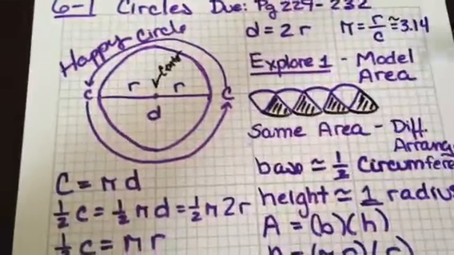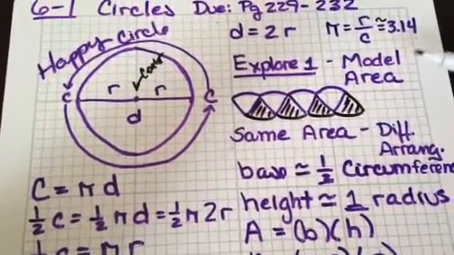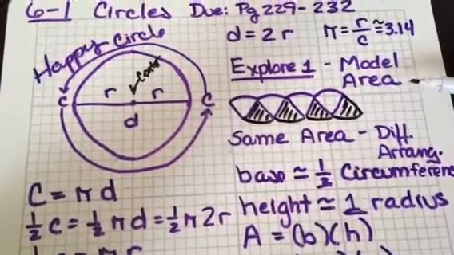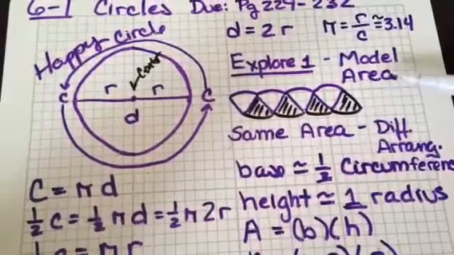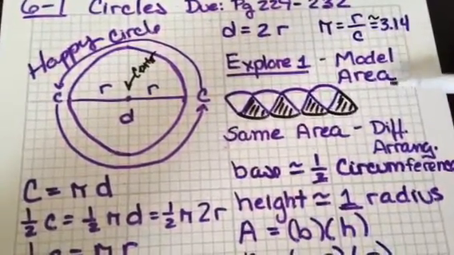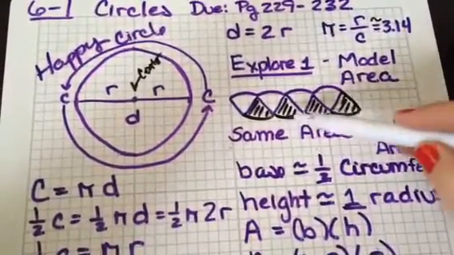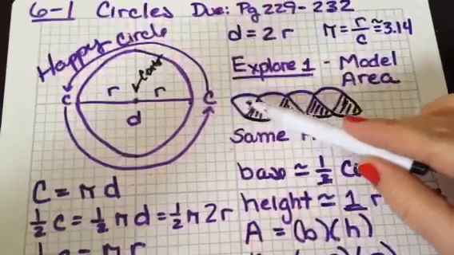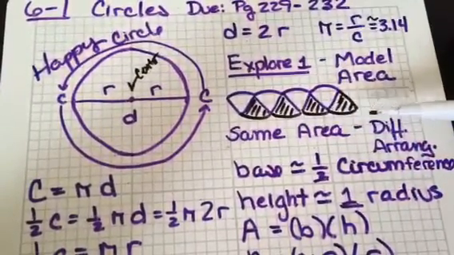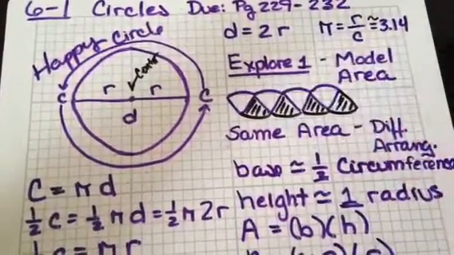Now, in your book, the first exploration they have you do is they want you to take a paper circle and fold it and cut it in half and cut up the pieces and lay them down together. So I encourage you to do that. But what I've done here is I've just drawn basically what you should see. If you follow their directions, you're going to have 4 wedges without shading and 4 wedges with shading. And when you stick them together, they're going to look pretty much like a parallelogram.